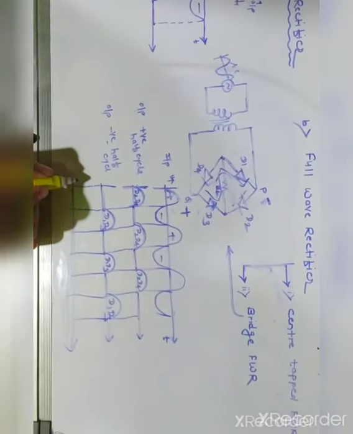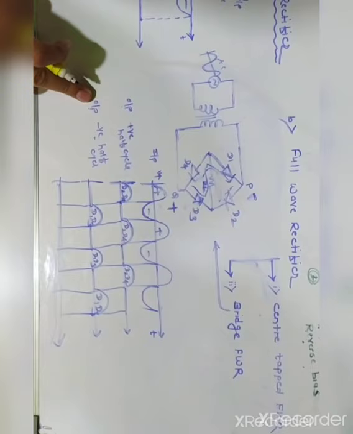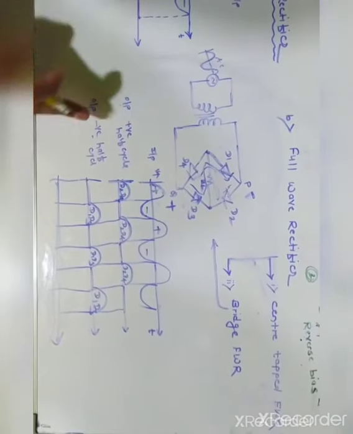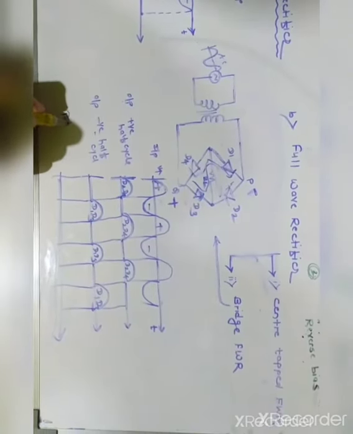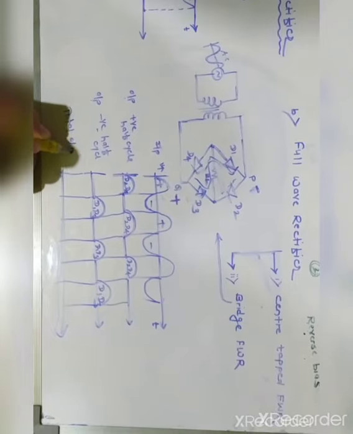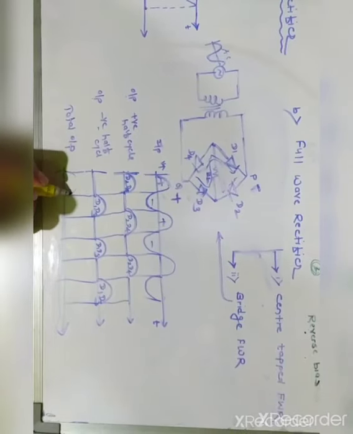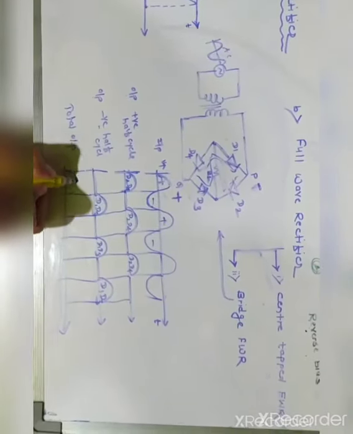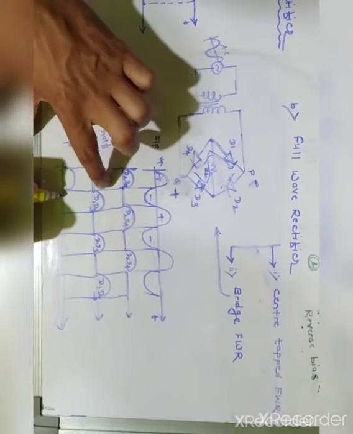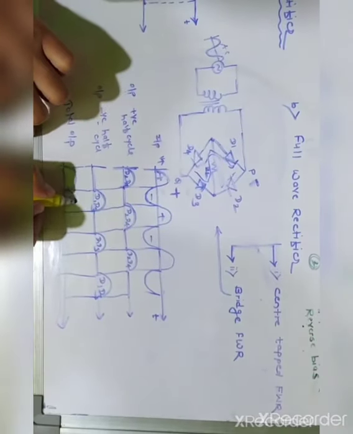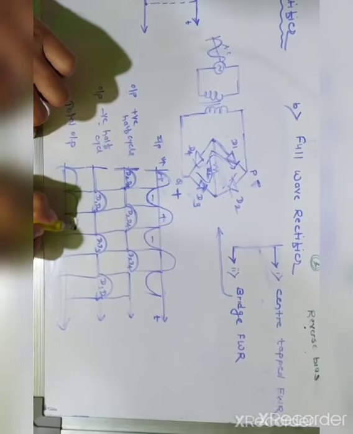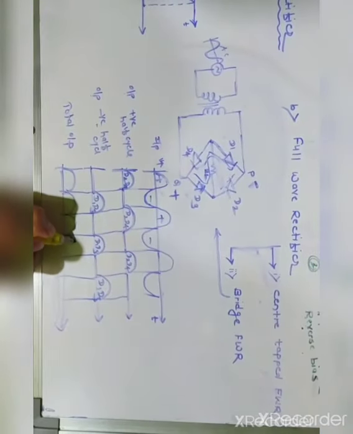I'm just combining these two outputs. Okay, half wave rectifier, the positive half cycle and negative half cycle. Total output: this is the output during the positive half cycle and this is the output during the negative half cycle.